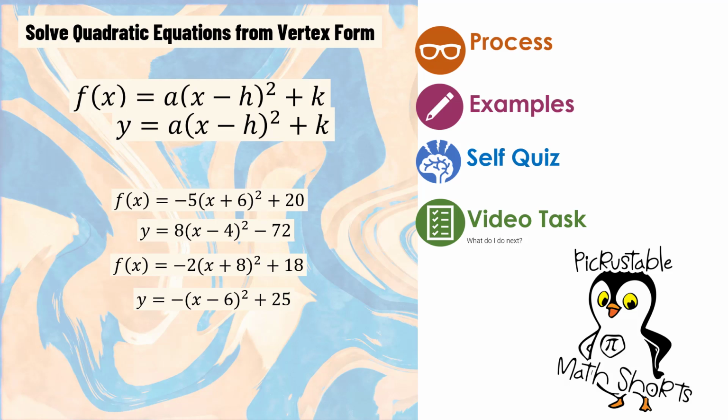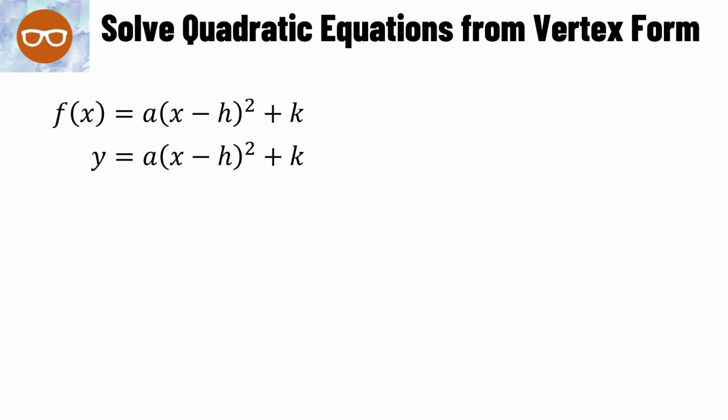Let's look at the process. Here are two equations in Vertex form. If you've learned function notation, you'll be familiar with f of x equals a(x minus h) squared plus k. If you're not, you'll be more familiar with y equals a(x minus h) squared plus k. It doesn't matter which one you use.